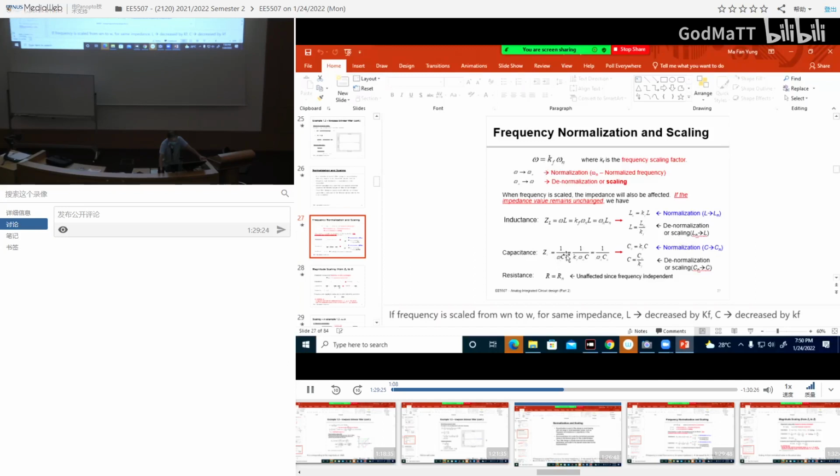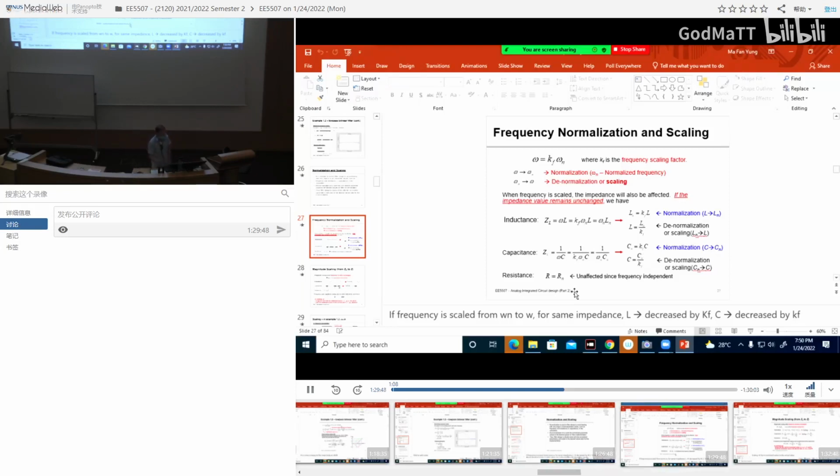Same thing for capacitance, 1 over omega C. Omega transforms to Kf omega n, and C becomes a normalized capacitance value, which is related to the real capacitance value by Kf again. Of course, for a resistor, no change, because a resistor is not frequency dependent.